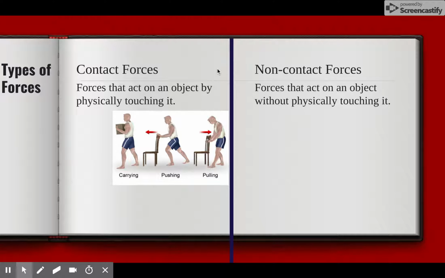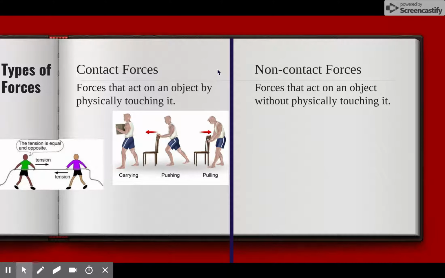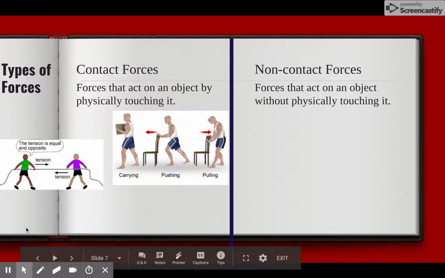A couple of examples of contact force. If you're pushing or pulling or carrying something and you are actually touching the object. If you're pulling on a rope, even if you're technically exerting the force on somebody else, because you are touching the rope and the rope is exerting a force, that is considered a contact force. Tension is a type of contact force. So when something like a rope is stretched out, that is a contact force.